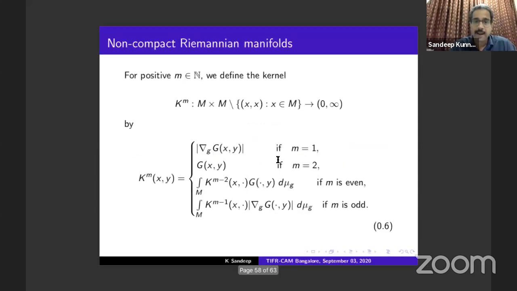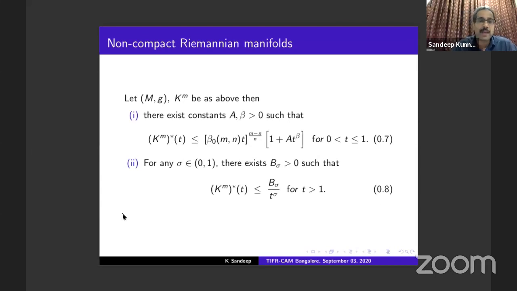And once you have this, we can define the substitutes for the Riesz potential in this case. So K_m, in the case of m equal to 1, is going to be the gradient of the Green's function, and m equal to 2 is the Green's function itself. And then inductively, you can define it for m even like this, and for m odd, you can define it like this. And then using that, you can prove some nice estimates on the symmetrization of these kernels, some estimates like this.